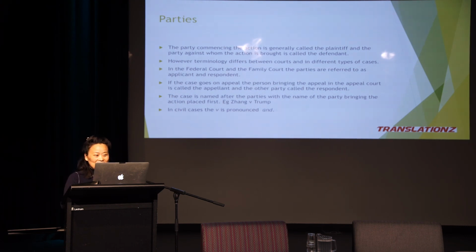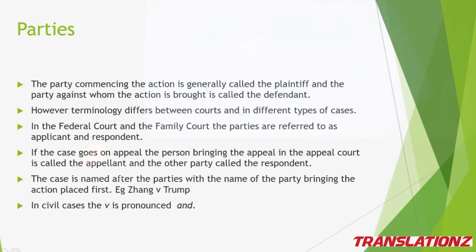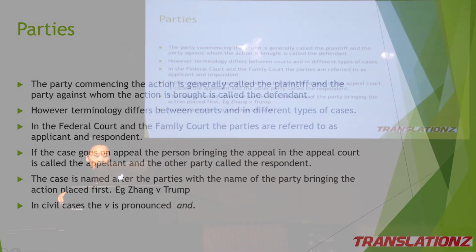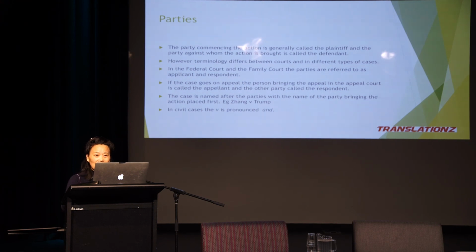Anyhow, let's look at the parties. The terminologies of the parties can be different. In the Federal Court and the Family Court, we refer to applicant and respondent. If the case goes to the appeal stage, then it's called appellant and respondent. In civil cases, how do you call the parties? The case usually is named after the parties. For example, Mr. Zhang is suing Mr. Trump, so it's Zhang versus Trump.